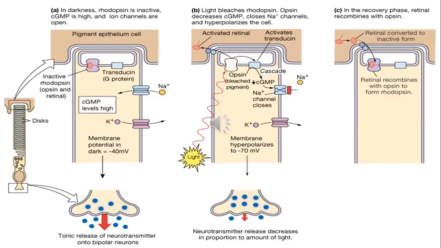A, in darkness, rhodopsin is inactive, so cyclic GMP is higher and ion channels are open. B, light bleaches rhodopsin, opsin decreases cyclic GMP, closes sodium channels, and causes hyperpolarization in the cell. C, in the recovery phase, retinol combines with opsin. So this is just the same thing.